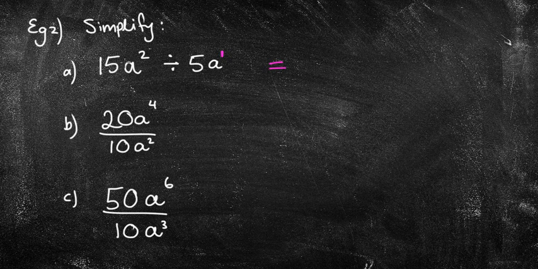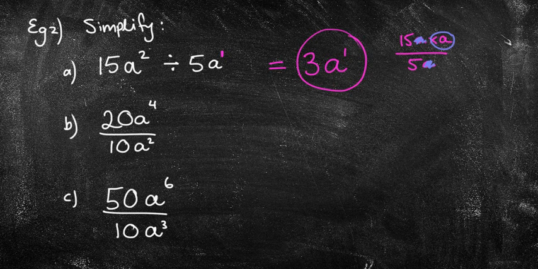So let's divide them. 15 divided by 5 equals 3. And then I've got a to the power of 2 take away 1. Well, that's just 1, isn't it? So it's just 3a, or 3a to the power of 1. Likewise, I could do it 15a times a all over 5a, and then I can cross 1 off the top, 1 off the bottom. So 15 divided by 5 is the 3, and look, I got 1a there. Nice and easy.